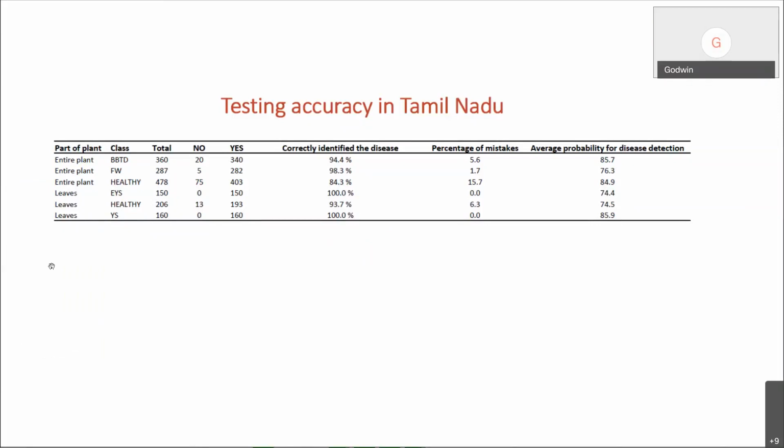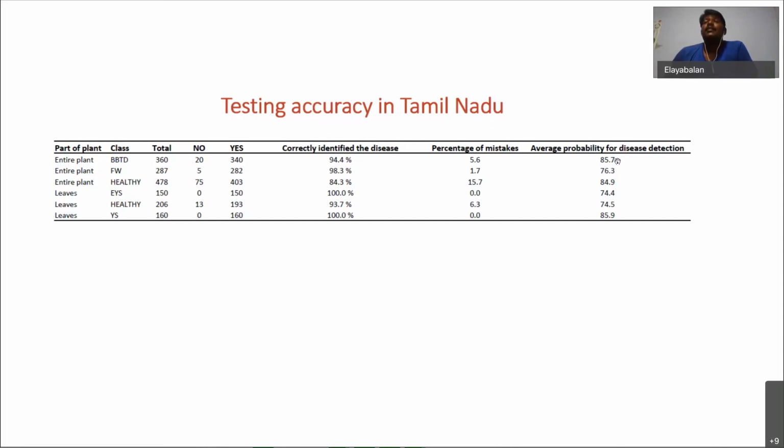I can't see it correctly. So, correctly identified the disease. This is the accuracy, meaning that you are taking the pictures and 100% of this data is correct. This is what we identified as the disease. So what does this mean? Average probability for disease detection?